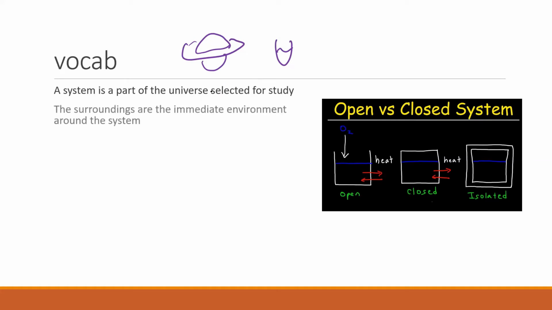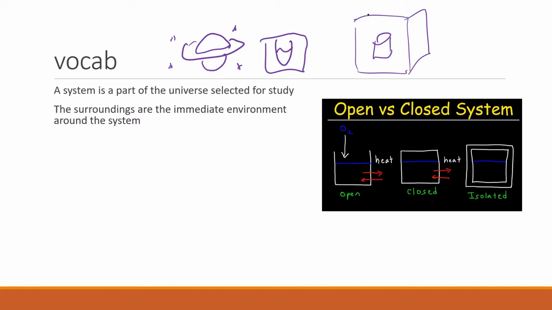Both of these can be used as things that are a system, and they're just part of the universe. The surroundings, and I'm going to use this word a lot too, are the immediate environment around the system. So the surroundings around a planet, of course, are just the stars. The surroundings around a test tube might be the room that it's in. If I've got a can of soft drink and it's inside the fridge, then the surroundings are the fridge, whereas the can of soft drink would be a system. Okay, a system is just a name that we give to the thing that we're looking at.